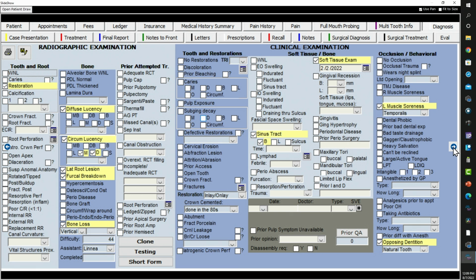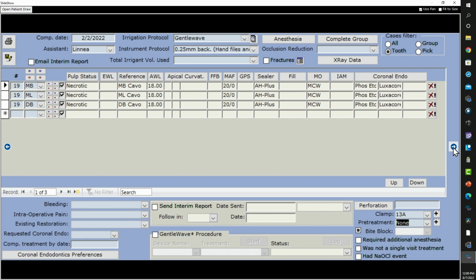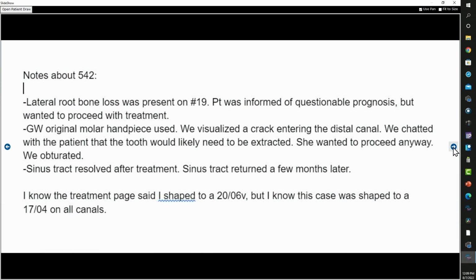This is his diagnosis page. So there was a furcal breakdown as well as a lateral root lesion. These are his measurements and pulpal findings. He gives the history here.